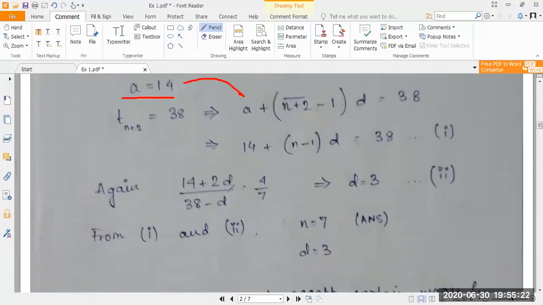What I've done is, instead of taking this last term from the beginning of the series, I have taken it to be 38 minus d. So I essentially create this equation out of the data that they have given us. This is a very simple equation in d, solving which we get the value of d. Next, we put this value of d in equation 1 and we get the value of n. So we have n equal to 7.